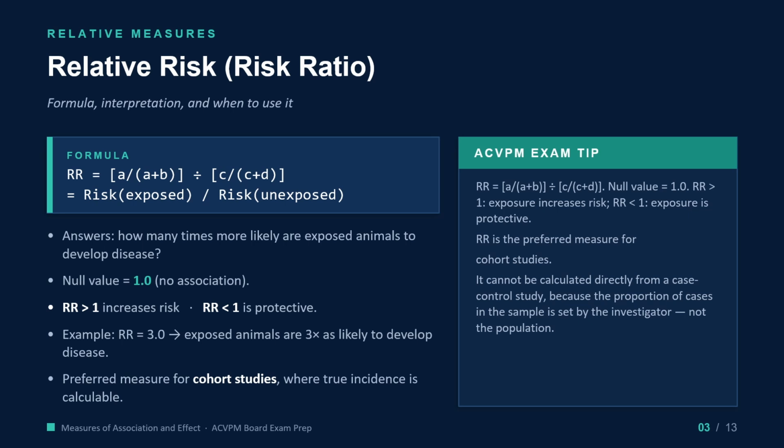Critically, and this is a frequent exam point, RR is the appropriate measure for cohort studies, where we follow animals over time and observe who develops disease. In a cohort study, we can calculate true incidence proportions in both groups, making RR directly calculable and interpretable. We will revisit the study design measure linkage in a later slide, so hold that thought.